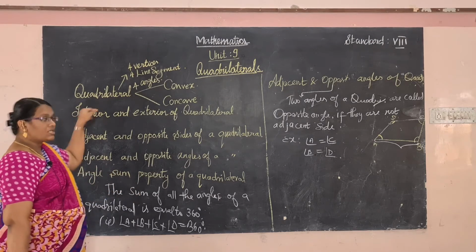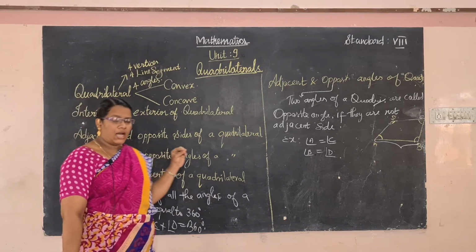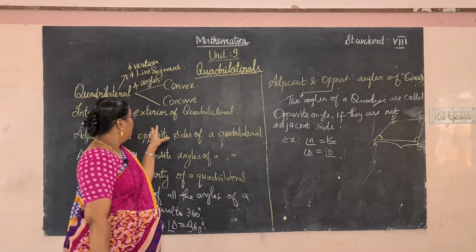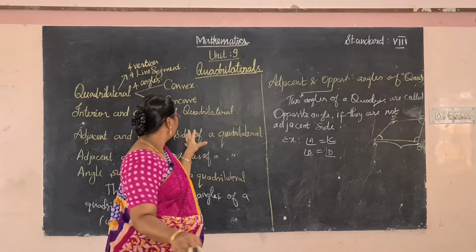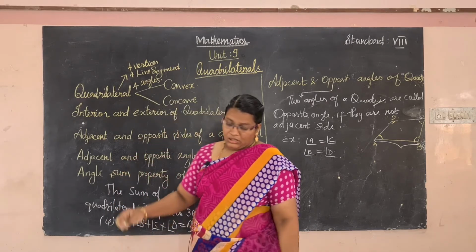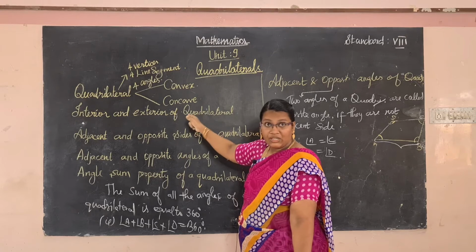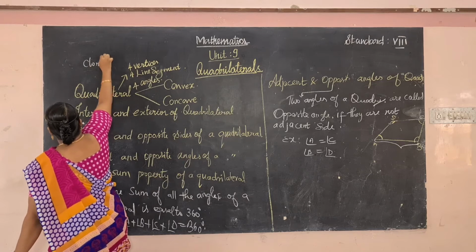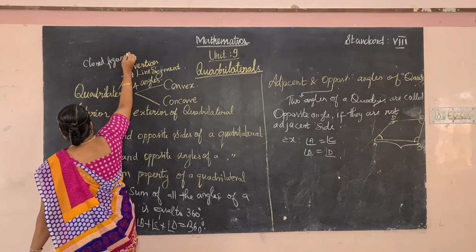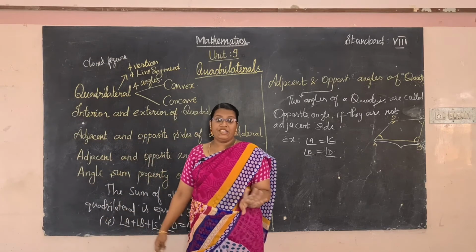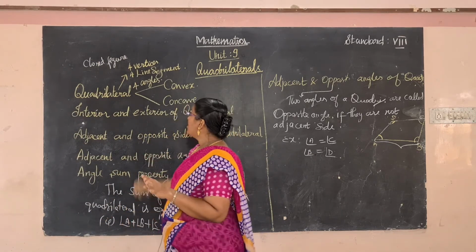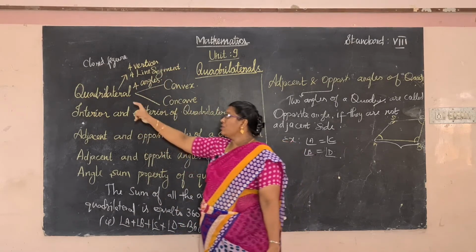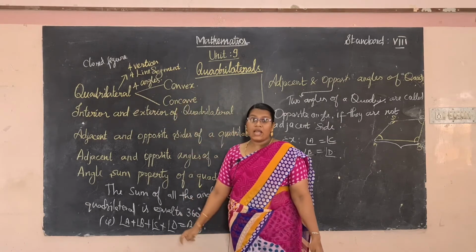So what is a quadrilateral? A quadrilateral is a closed figure bounded by 4 line segments. That word is important, closed. It has 4 vertices, 4 line segments and 4 angles. It has 2 types. One is convex, another one is concave quadrilateral.